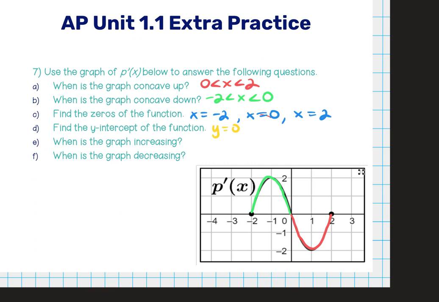It is increasing. Now this is where it comes in parts because it is increasing from here to here and from here to here. So my increasing is from -2 to -1 and from 1 to 2. And then it is decreasing from here to here, from -1 to 1.